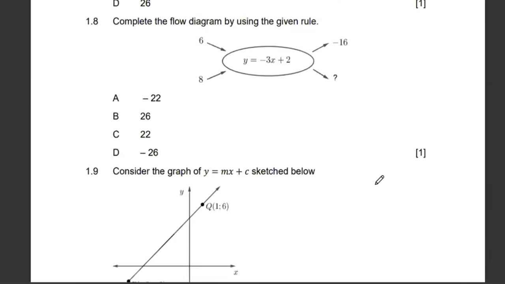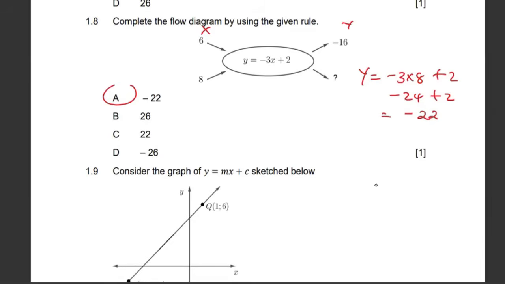Then 1.8, they want us to complete the flow diagram by using the given rule. So if we have 8, all we have to do is substitute. Remember, this represents the input, which is x. This is the output, y. Meaning that our y is going to be negative 3 times 8 plus 2. Negative 24 plus 2, which is a negative 22, which is option A.